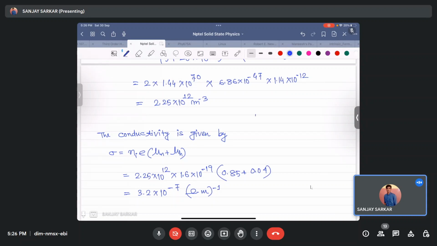So we know that for a metal the conductivity sigma is given as N e mu, where N is the carrier concentration, e is the charge of the particle, and mu is the mobility. For a semiconductor it changes because the mobility of electrons and holes are different. So for a semiconductor, this is the formula for the conductivity. Is there any question? Did you get the same answer for conductivity?